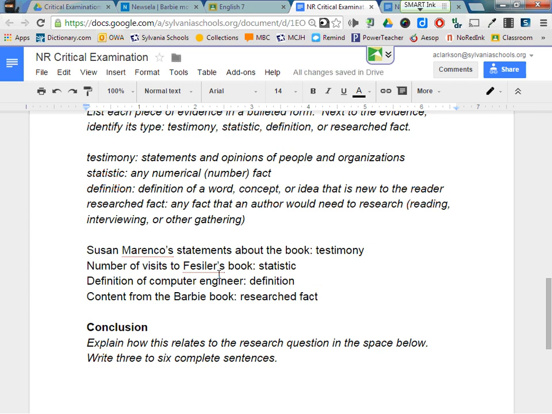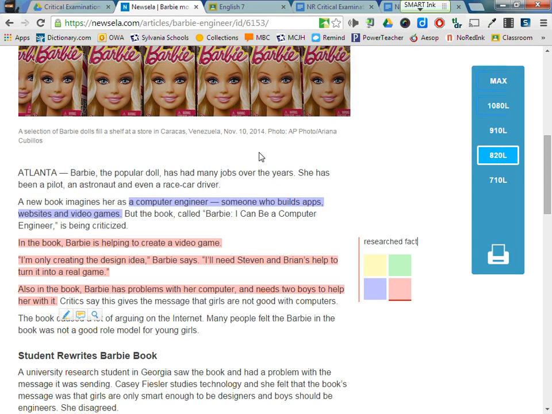Warning, be careful. You will not find each type in every article. I have picked an article that happens to have all four types. However, you may not find all four. But what you should be able to do is account for all the information in the article. Let's take a look at what I mean by that.